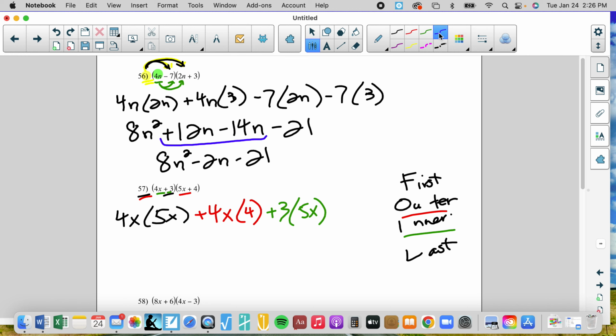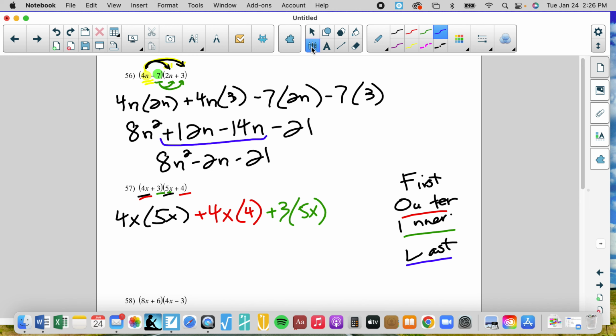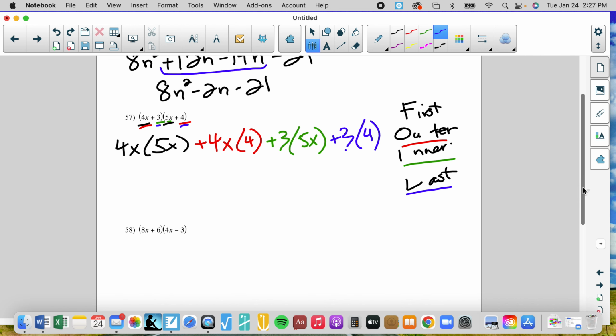First, outer, inner, and now we have our lasts, which are the last. That is not aligned. There we go. Now we're aligned. Last are blue. Those are the last of the terms. Those are the last in the binomials, and that is positive 3 times 4. So FOIL is not as nice as my double distribution, that's for certain.